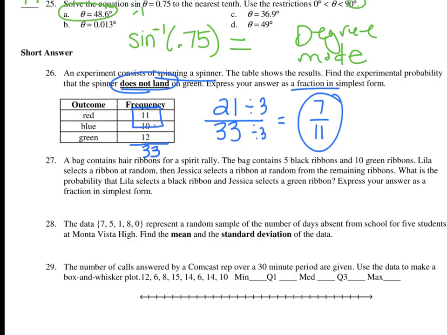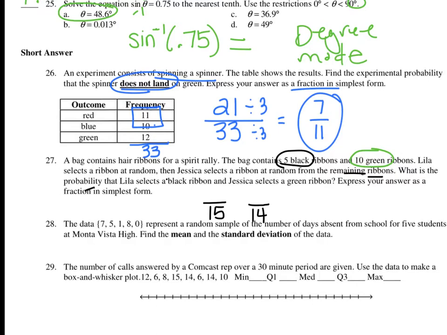In number 27, we have a bag with 5 black ribbons and 10 green ribbons. So first I'm thinking, how many ribbons are in the bag total? At the beginning of this, there's 15 total. Lila is going to select a ribbon, and then Jessica is going to select one from the remaining ribbons. That means after the first time a ribbon has been taken out, there won't be 15 in the bag anymore. There's only going to be 14.